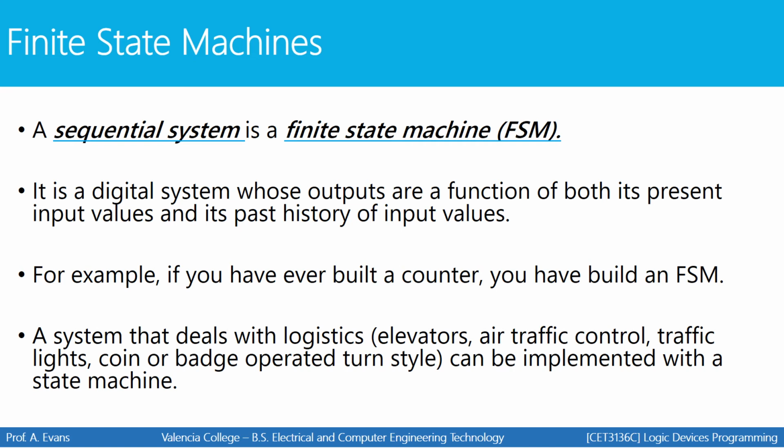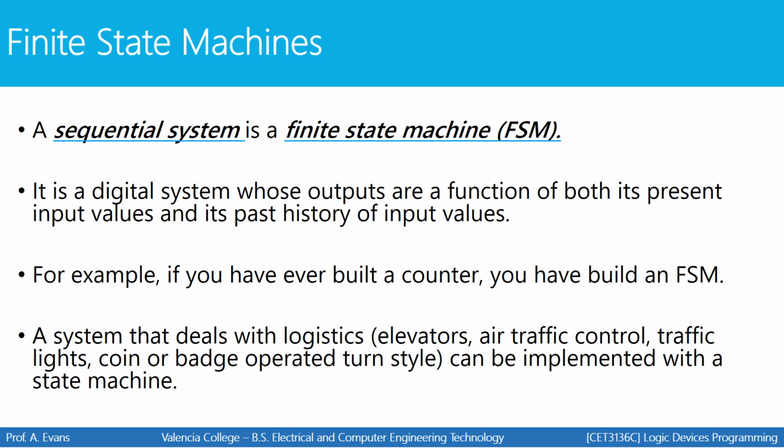So, a finite state machine, or FSM for short, is a sequential system. It's a digital system whose outputs are a function of both its present input values and its past history of input values. For example, if you've ever built a counter, you've built a finite state machine. It is a way that we can interpret any sort of sequential logic, and it's a methodology that we can use to implement any kind of sequential system, basically a system that deals with memory or past history, and that has some sort of logistics that is required to implement it.